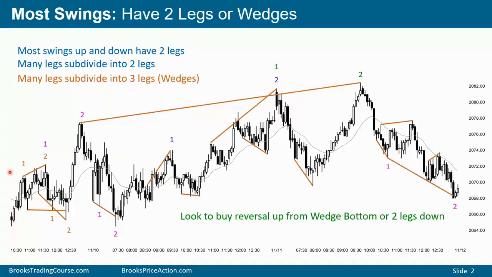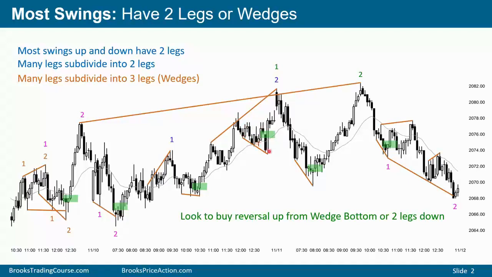Traders should look to buy reversals up from wedge bottoms or from 2 legs down. Couple legs down, 1 pullback 2 near the bottom of a range, buy the reversal up. Leg 1, ABC pullback, and then 2. So 2 legs down, also a double bottom, buy a reversal up. Small wedge bear flag pullback, buy the reversal up. A wedge bull flag, buy the reversal up.